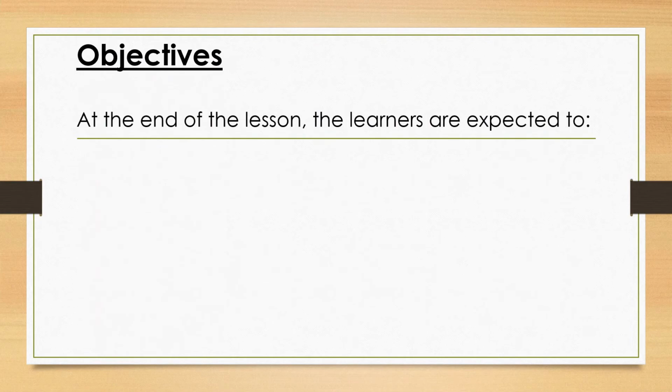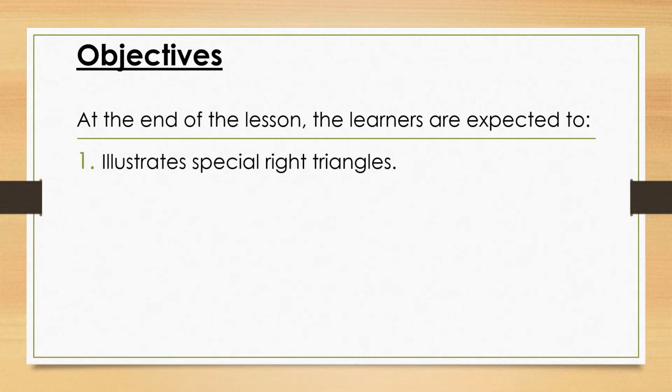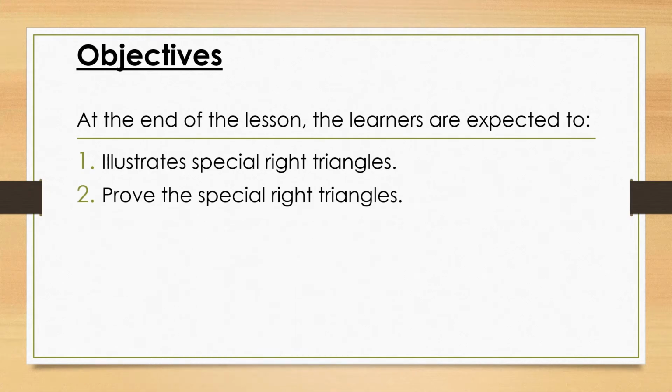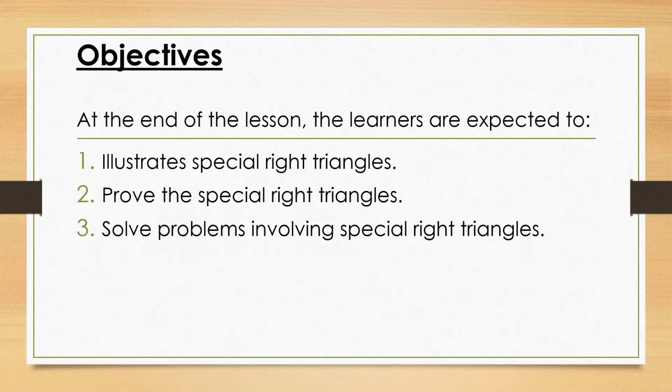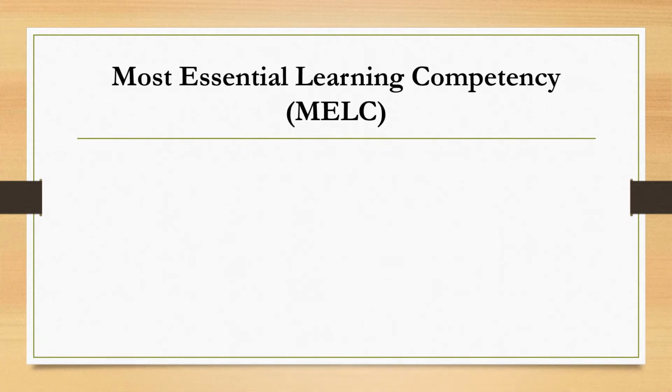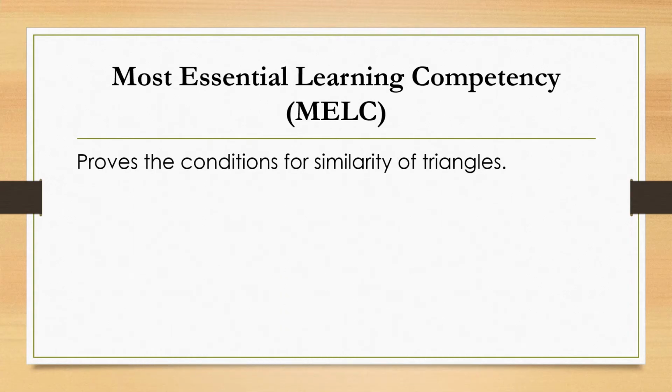For the objectives of our lesson, at the end of the lesson, the learners are expected to: number 1, illustrate special right triangles; number 2, prove the special right triangles; and number 3, solve problems involving special right triangles. For the most essential learning competency, we have proves the conditions for similarity of triangles.